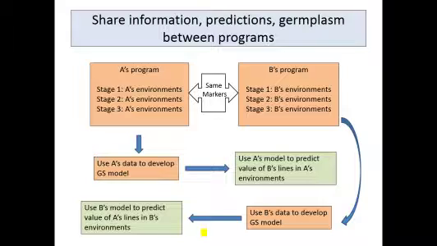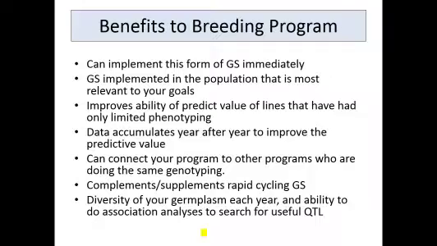You take data from Breeder B and you develop a genomic selection model, and you can use this model to predict the value of Breeder A lines in Breeder B's environment. And again, basically greatly increasing the effective size of each program by accessing and leveraging data from each other.